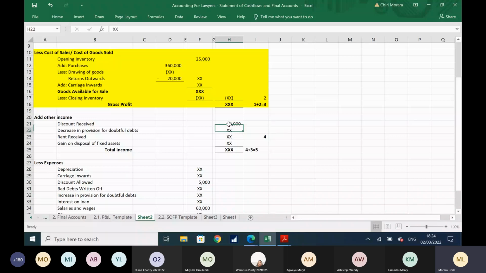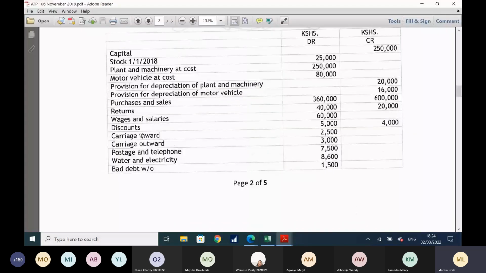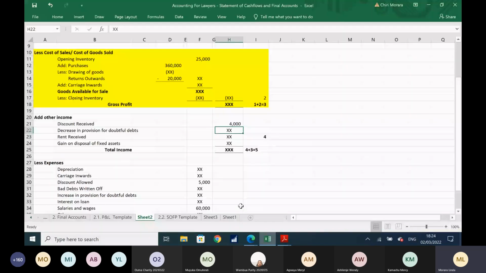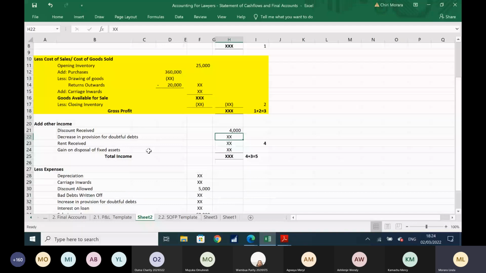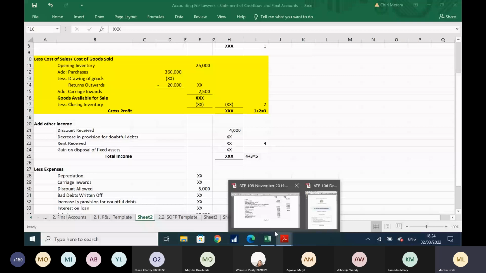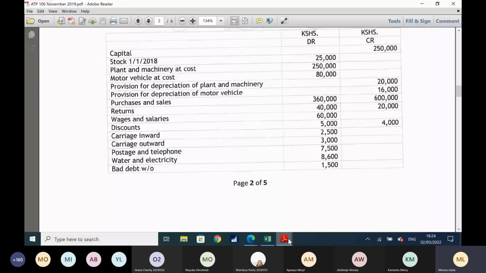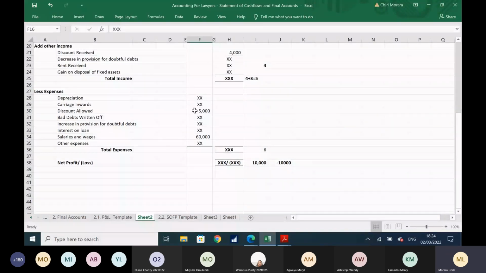After discounts, we have our carriage inwards, and we're being told that our carriage inwards is 2,500, and that should also affect our cost of sales. So that is our 2,500. The next one is carriage outwards. Carriage outwards just goes into the expenses here. So that is 3,000.